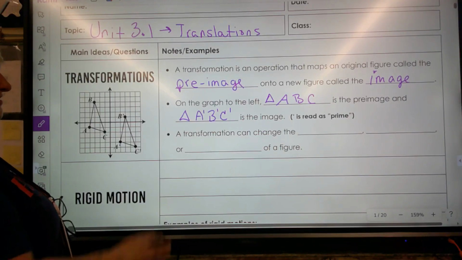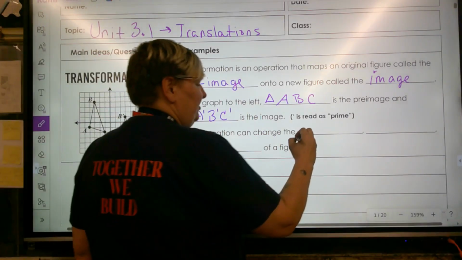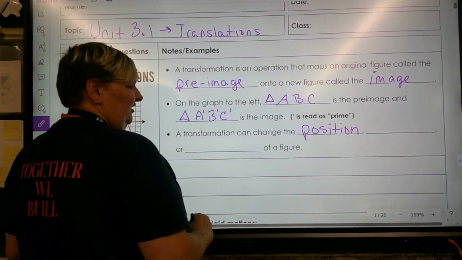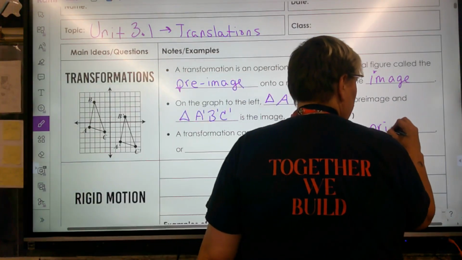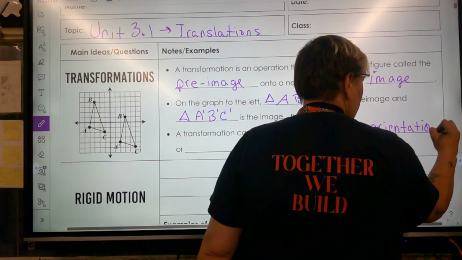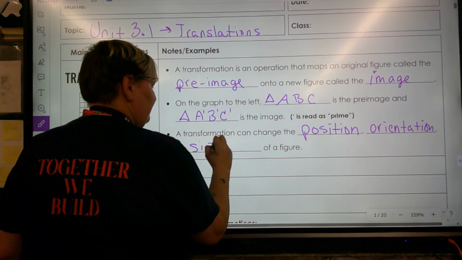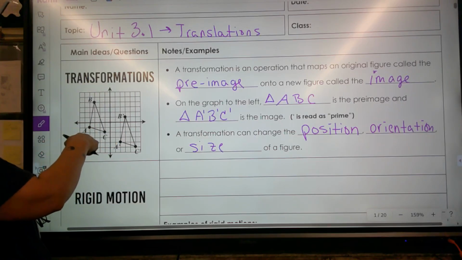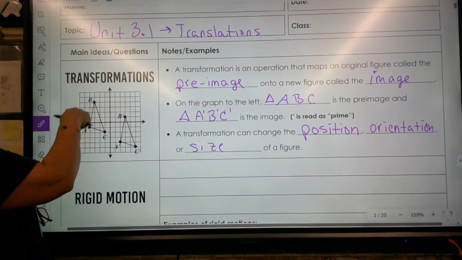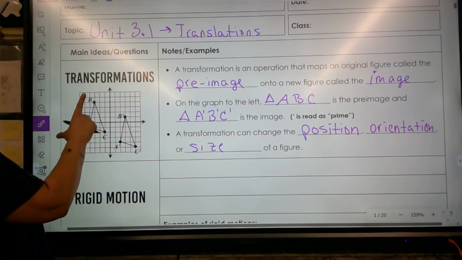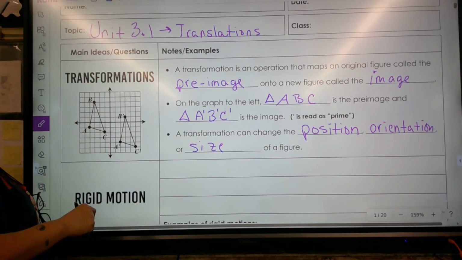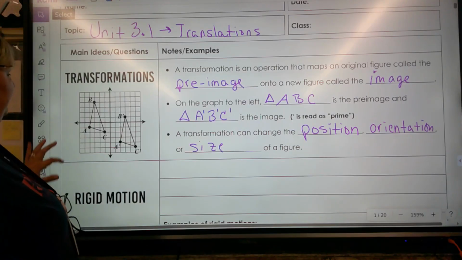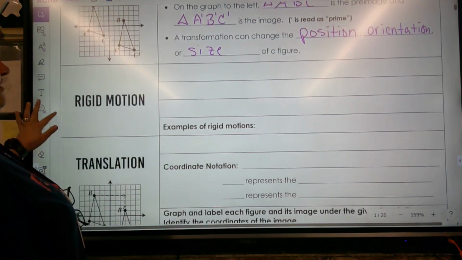Alright, now a transformation can change the position. It can change the orientation. And it can change the size of a figure. Right? So position, it can move left and right, up and down. Orientation, it can spin. Or size, it can get bigger and smaller. Today, we focus on position. We focus on translation. Alright?